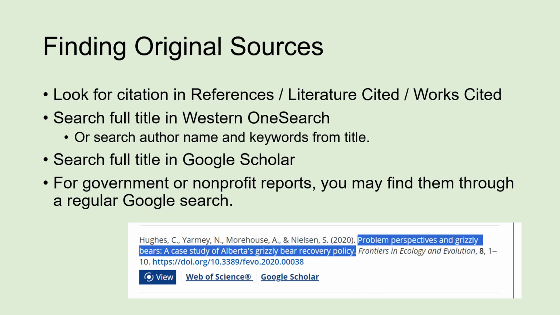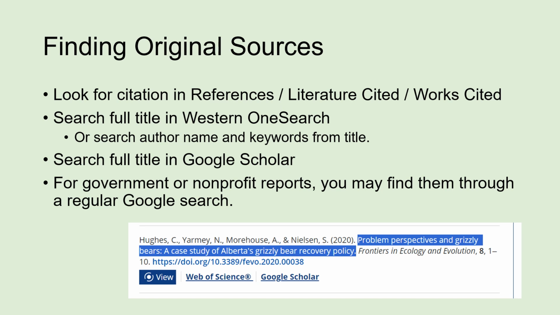From there, I am going to copy and paste the full title into Western OneSearch, and then click search, and see if we have the full article available in our own databases. If searching the full title does not work, you can also search the author names in advanced search along with keywords from the titles. So in this case, it would be Hughes, Nielsen, grizzly bears, recovery policy.